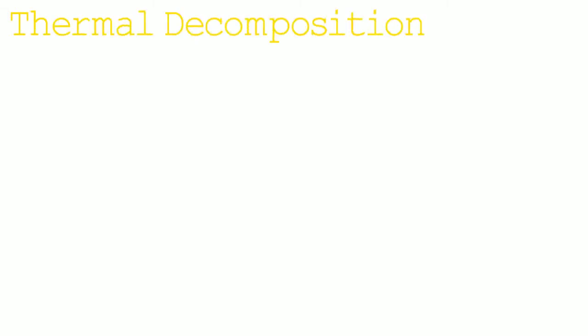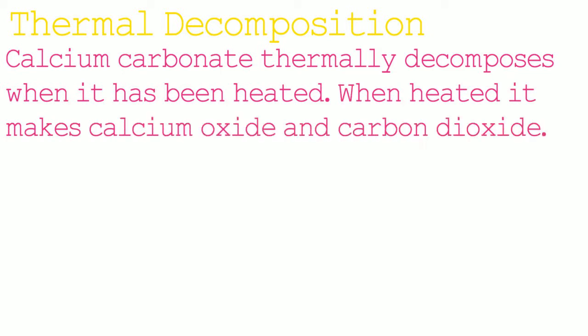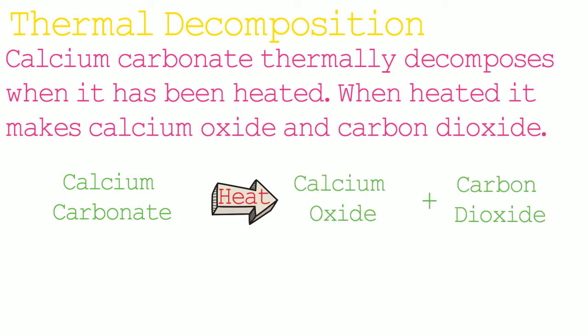We are now going to have a look at thermal decomposition. Calcium carbonate thermally decomposes when it has been heated. When heat is applied to calcium carbonate, we get calcium oxide and carbon dioxide. Calcium carbonate has the chemical formula CaCO3.